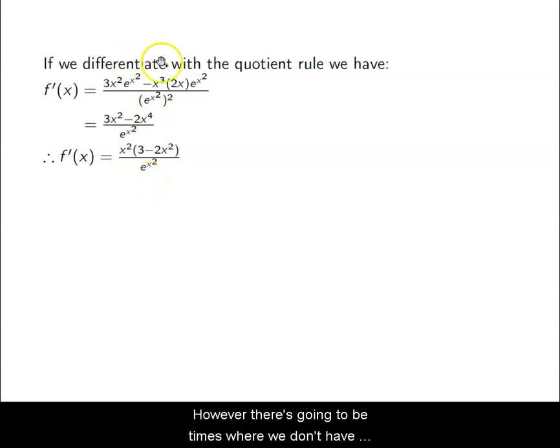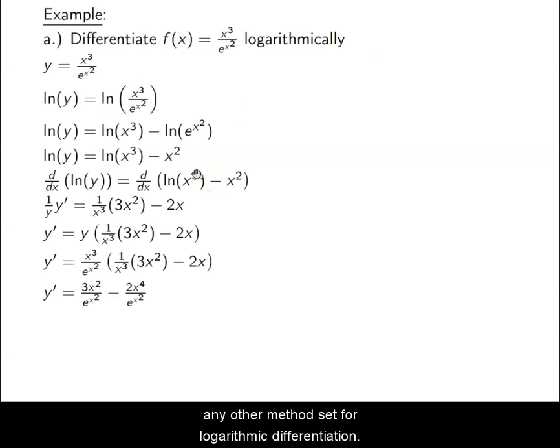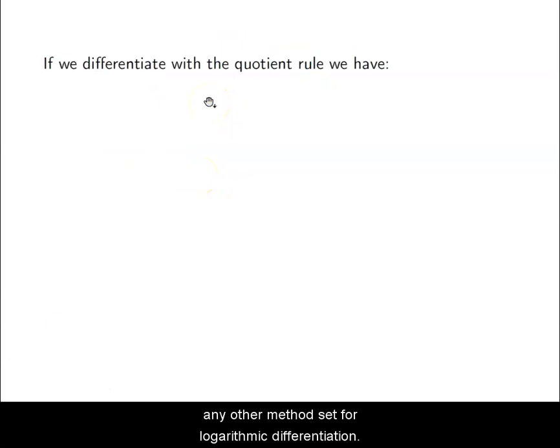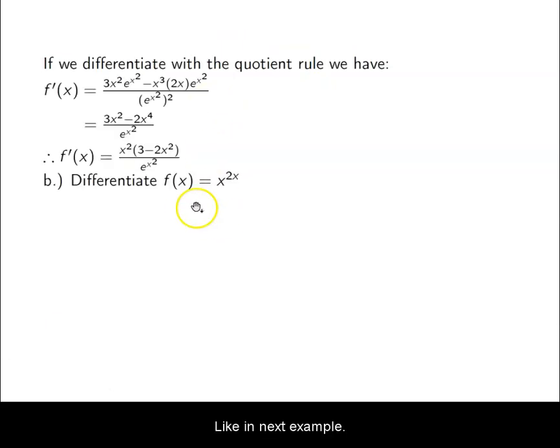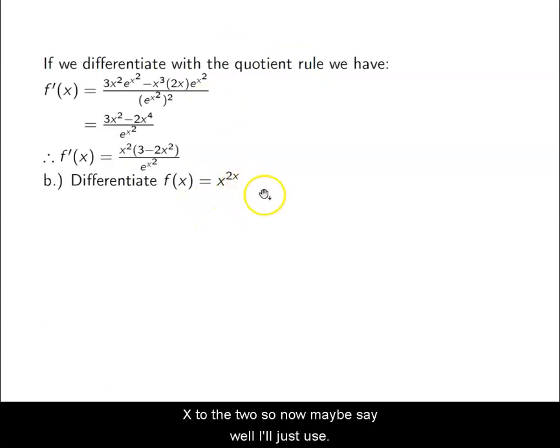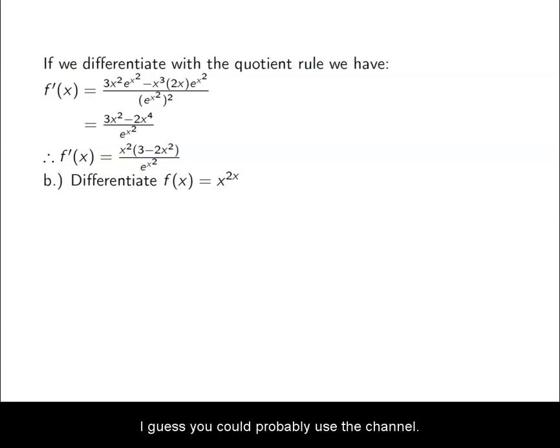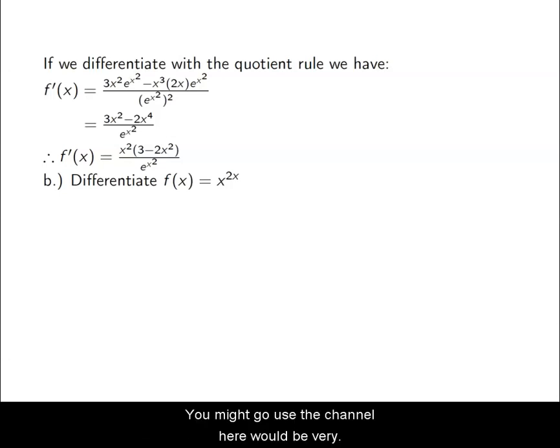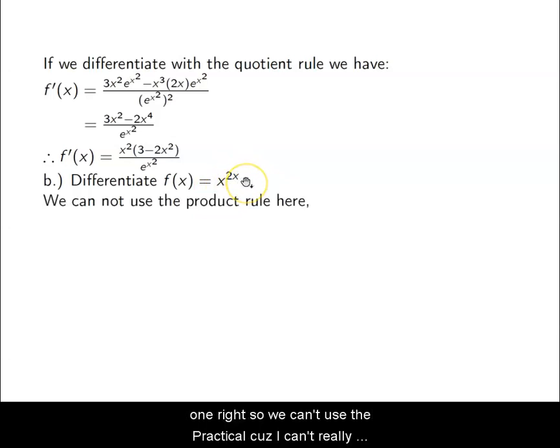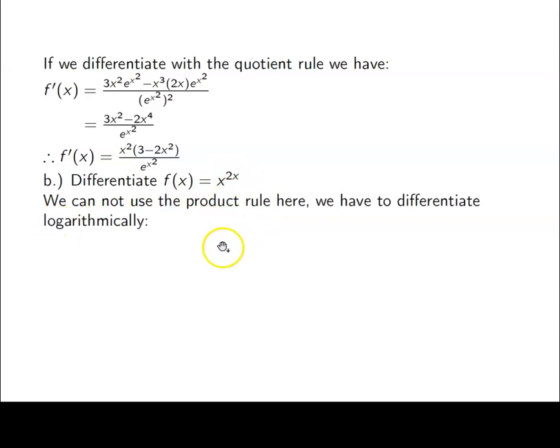However, there's going to be times where we don't have any other method except for logarithmic differentiation, like in the next example: x to the 2x. So now maybe you're saying, well, I'll just use the chain rule. I guess you could probably use the chain rule here. It's odd because I have my variable in 2 places rather than just 1. So we can't use the product rule because I can't really separate this out. We're going to differentiate logarithmically.